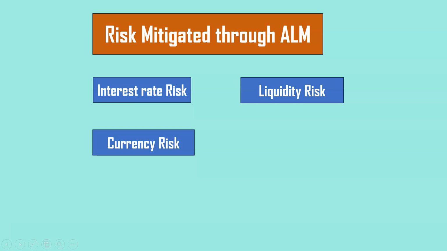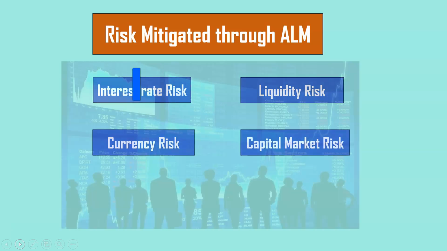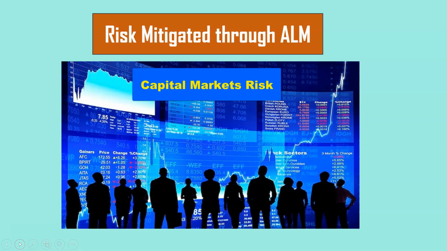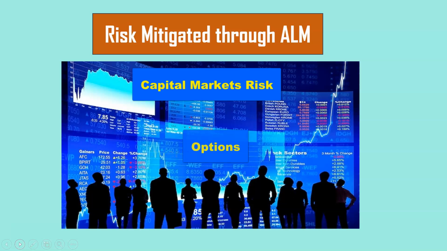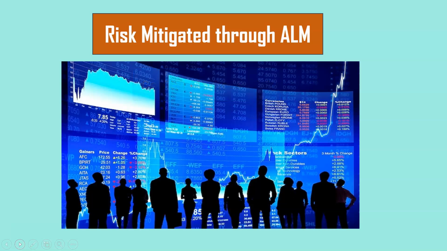4. Capital markets risk. In capital markets, financial institutions use derivatives for dynamic hedging. ALM practitioners may employ interest rate swaps, options, or other derivative instruments to hedge against adverse movements in interest rates or other market variables.